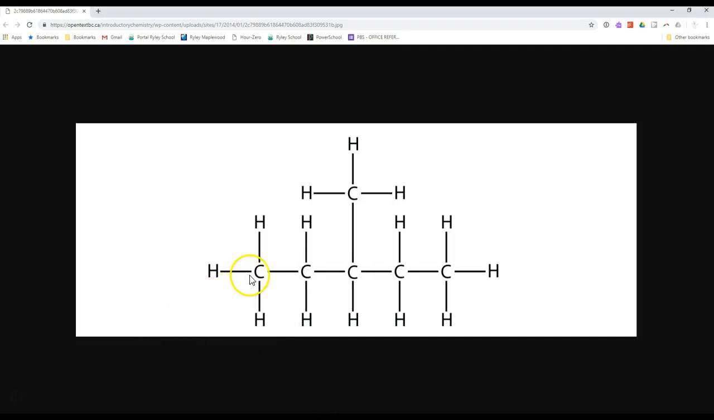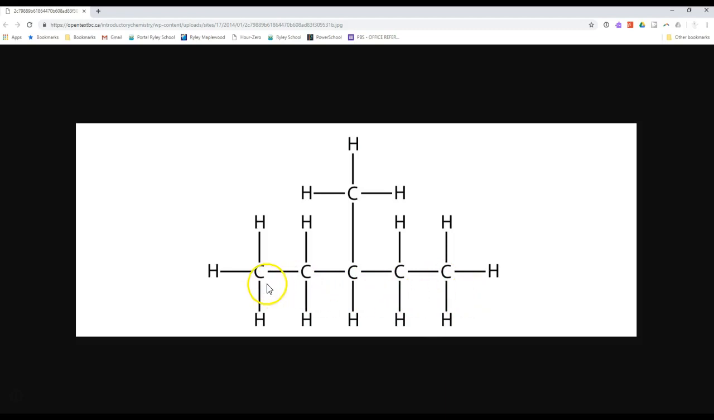It's going to have in here 1, 2, 3, 4, 5 carbons in a row, but let's just double check. 1, 2, 3, 4, 5. So what we have is a 5-carbon chain. I'm not going to be able to write on this, unfortunately, for you. So 1, 2, 3, 4, 5 carbons in a row, so that makes it a pentane.